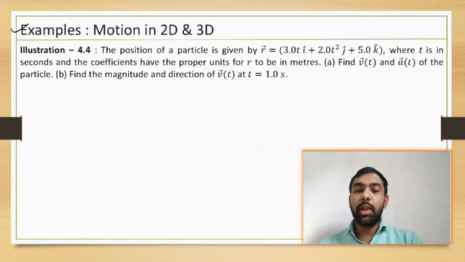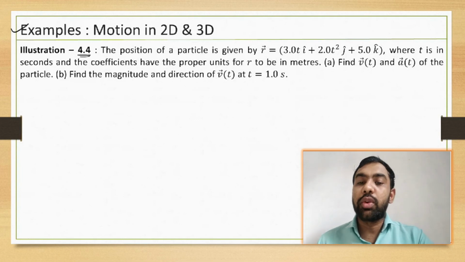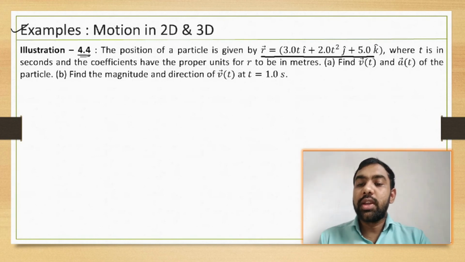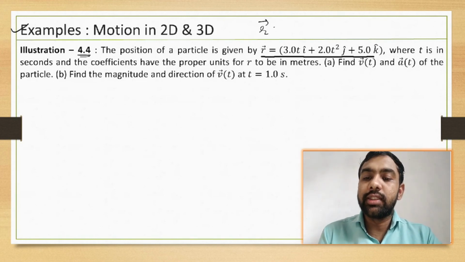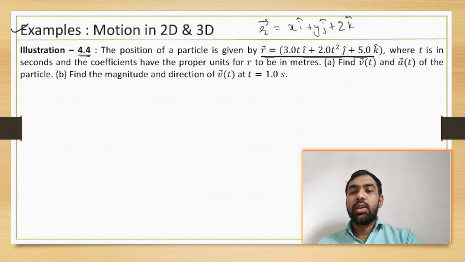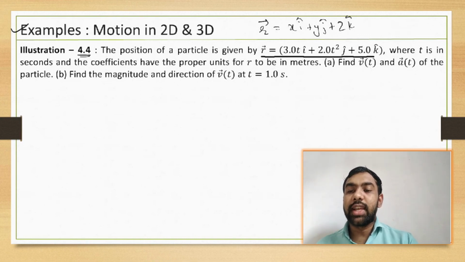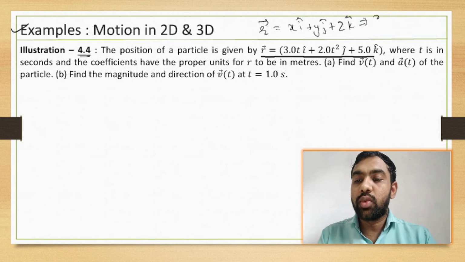Example based on 2 dimension, 3 dimension motion is illustration number 4.4 from the textbook. The position of a particle is given like this, r is equal to this one. Means see here you just consider this r is like this, r is equal to xi plus yj plus zk. आप इसको कंपेयर करो, r is equal to xi plus yj plus zk. So what is x here? Actually if here is this, then what is x?